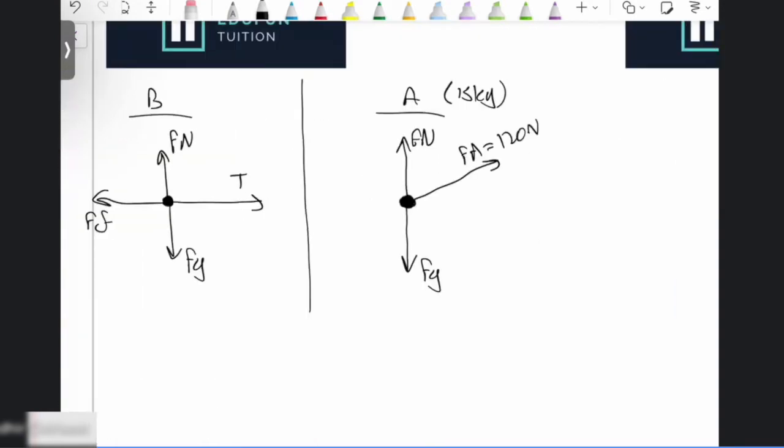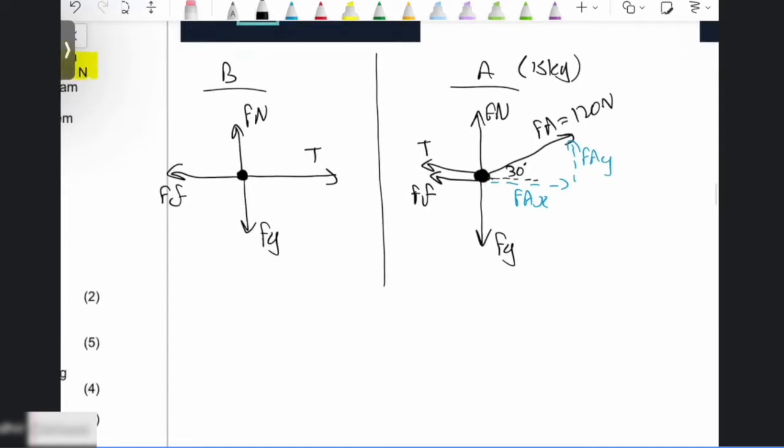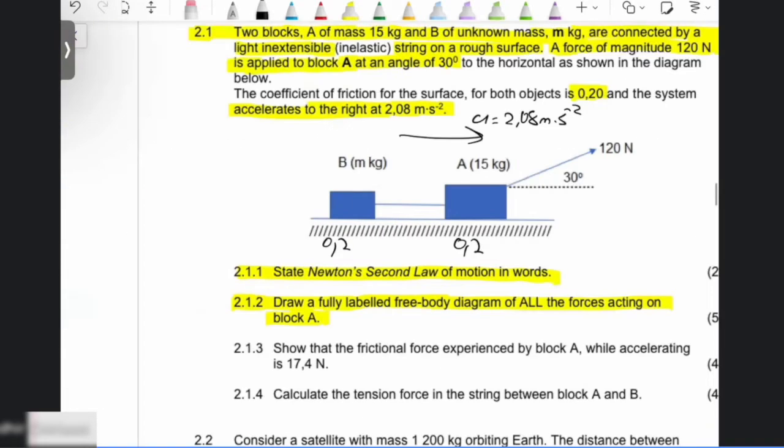At an angle of 30. And we know now that this is going to be FAX and FAY. Guys, please, however, in your final paper, make sure you write out these words in full, because it must be written in full. You can't write it here unless you put a key to it. If you're going to put a key to it, that's also fine, but if you want to write out the full words, that's also fine. Okay, so there's our free body diagram for both.